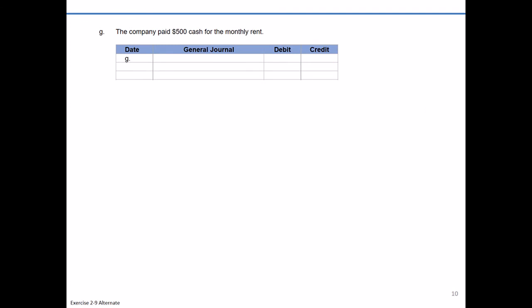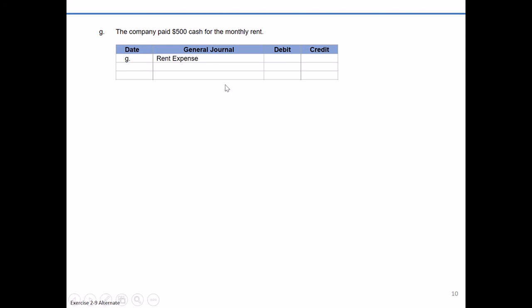Our next transaction, we're going to pay cash for monthly rent. So let's start to go ahead and dissect this. Our benefit might seem a little unusual, but this is a facility that I assume is our office space that we're going to be able to use for that particular month. That's something we're going to use up over the next month. So this is going to be rent expense because it's just only for the month.